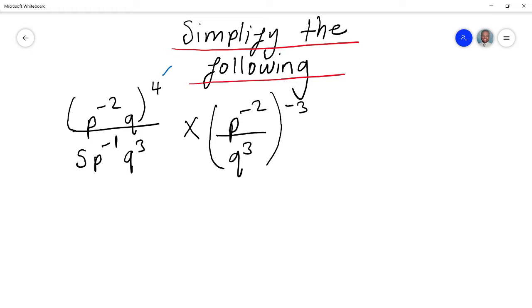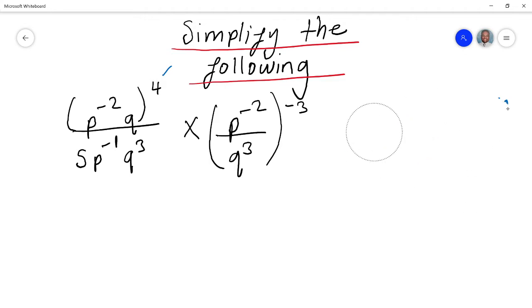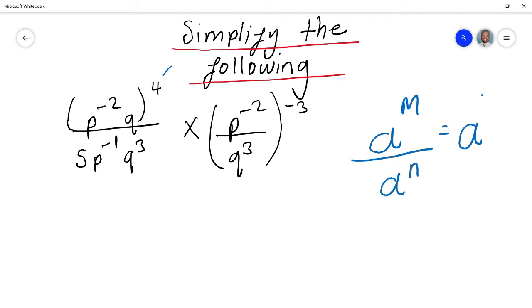Okay. Off the top of my head, let's look at the laws that we talked about. If you remember the bracket law, which is a to the power m, to the power n, that's the same as a to the power m times n, which becomes a to the power mn. All right, so we're going to be using that rule here. Let's recall another example. Suppose you've got a to the power m over a to the power n. That's the same as a to the power m minus n. All right, we're going to be using that law as well.